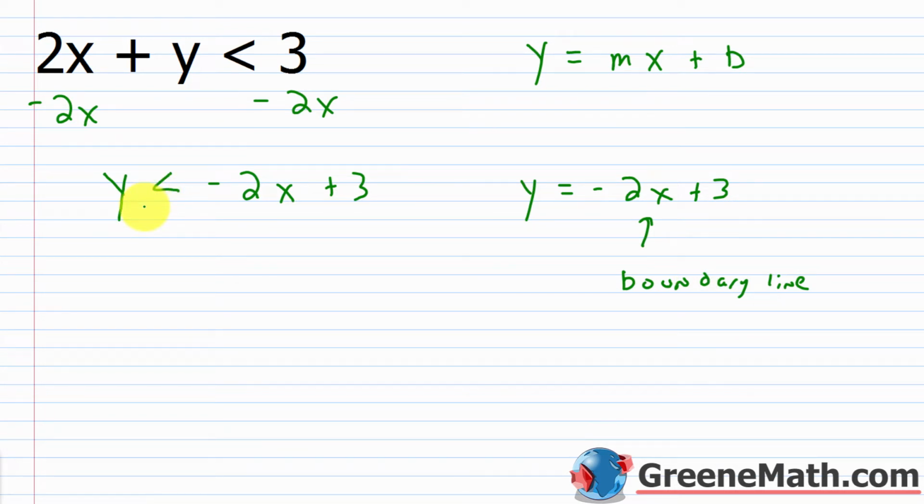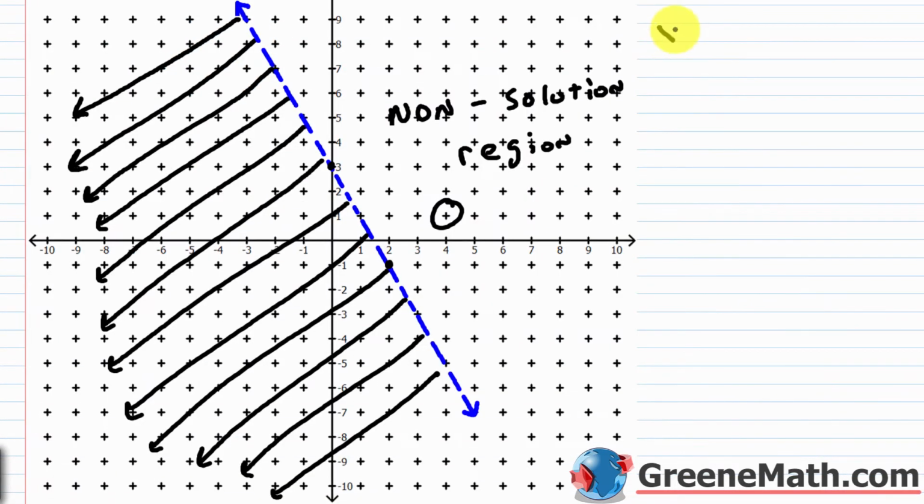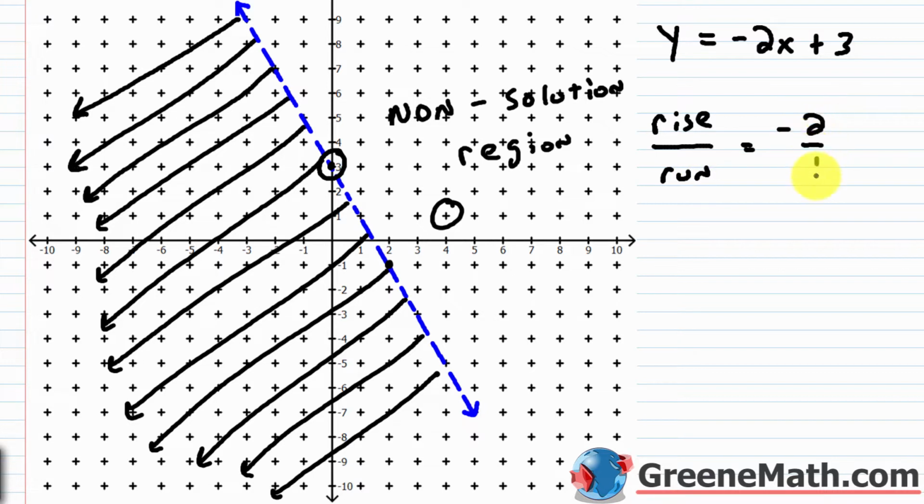But how would I graph y equals negative 2x plus 3? Well, I have a y-intercept that occurs at (0, 3). So that's right here. So I would start out by using that point. And my slope is negative 2. So my rise over my run is negative 2 over 1. So I would fall 2, and go 1 to the right. Fall 2, 1 to the right. So I would draw my boundary line based on that. So I get the same exact line.